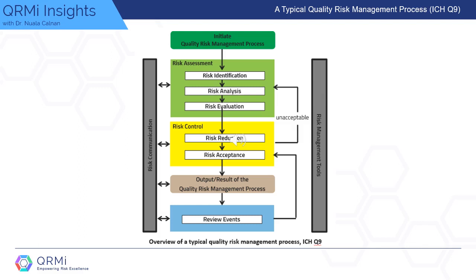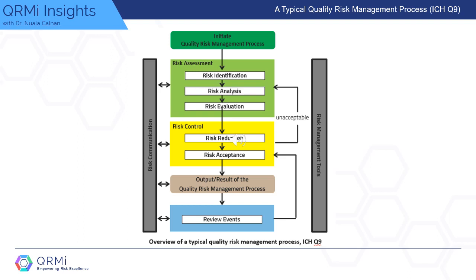Let's look at the famous ICH Q9 flowchart of a typical quality risk management process. But in doing so, let's pick up on some of the pitfalls and identify some tips to overcome those pitfalls in terms of the execution and implementation of this process.